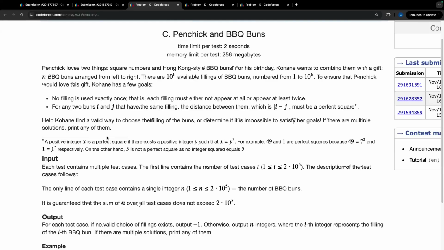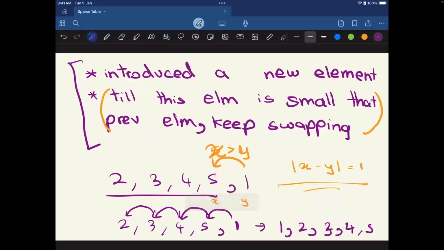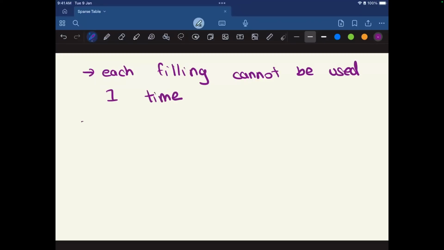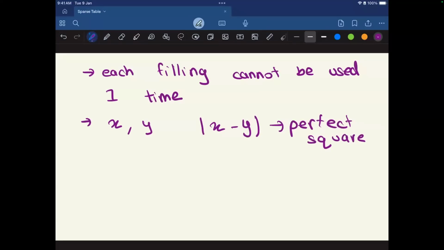Let's have a look at how we can go about solving this particular problem. This is a very good problem, not in terms of algorithms, but in terms of thinking. This is the problem I solved after problem D in the contest. So what is problem C, guys? Each filling cannot be used exactly one time. Apart from this, for a filling, if you have positions x, y, then the absolute of x minus y should be a perfect square. For one particular filling, if you have two positions where this filling was used, let's say x, y, then x minus y should be a perfect square. If you have three elements, then all pairs should form a perfect square. Is this much clear for everyone, guys?